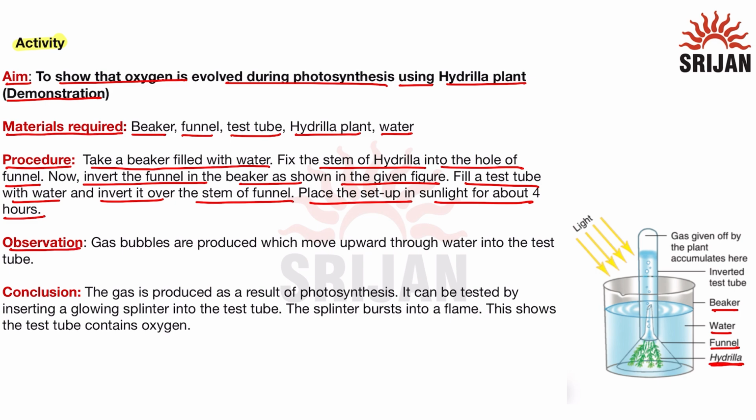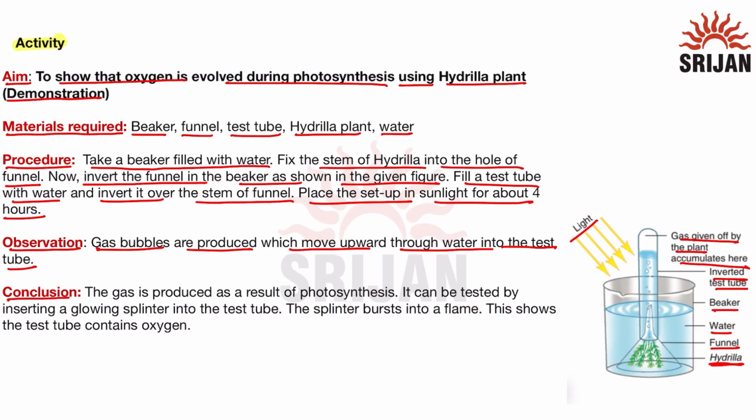Now the observation of this experiment is that gas bubbles are produced which move upward through the water into the test tube. So we can see that gas is given off by the plant and it accumulates here. This is the inverted test tube which was containing the Hydrilla plant. So in the presence of light, all this process was carried out.